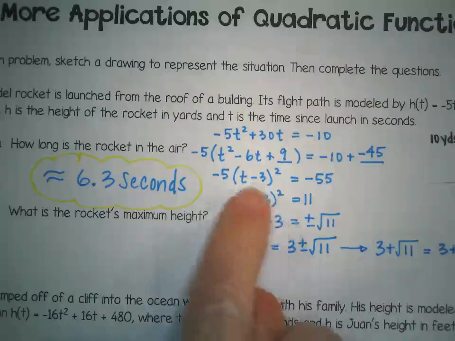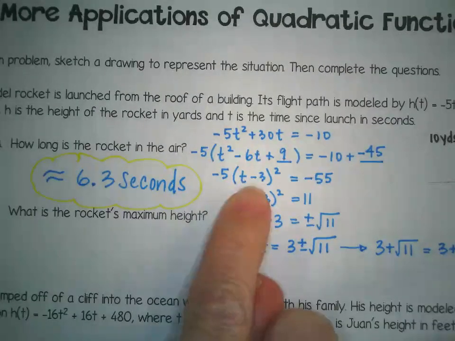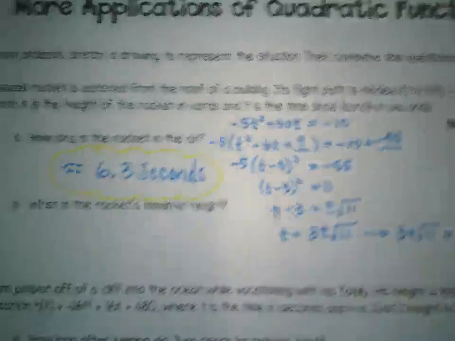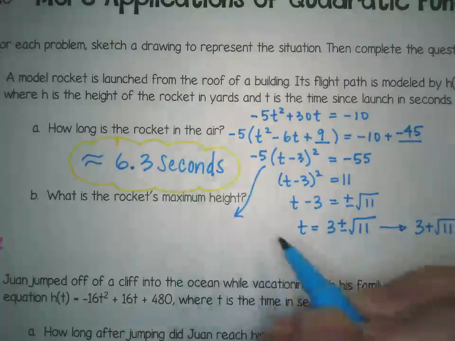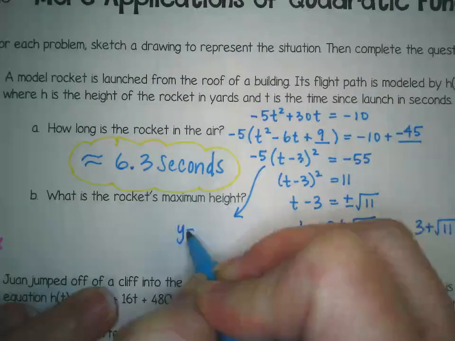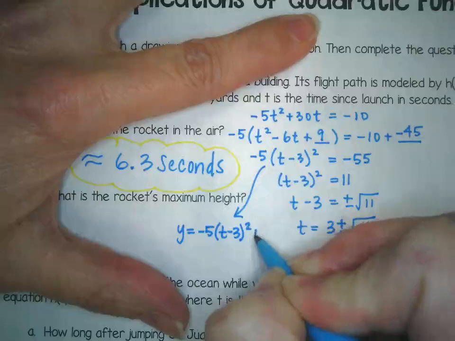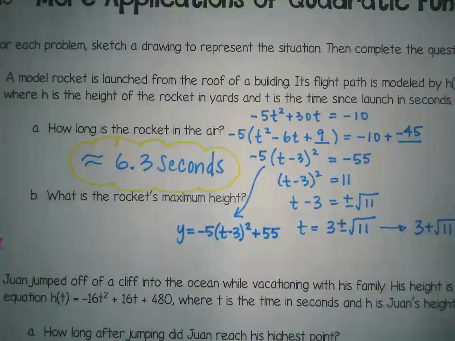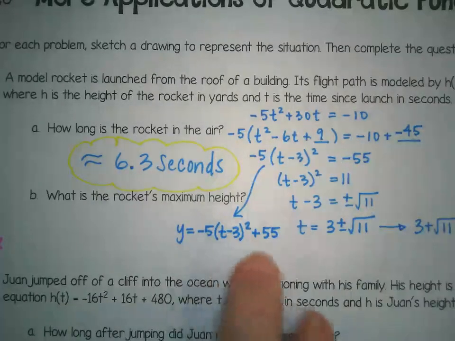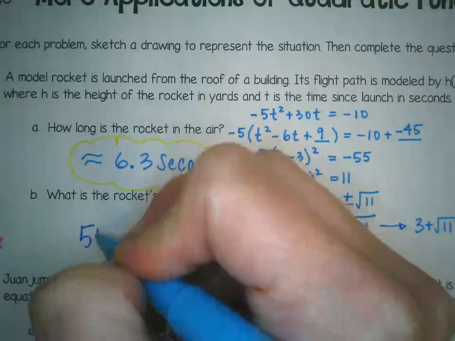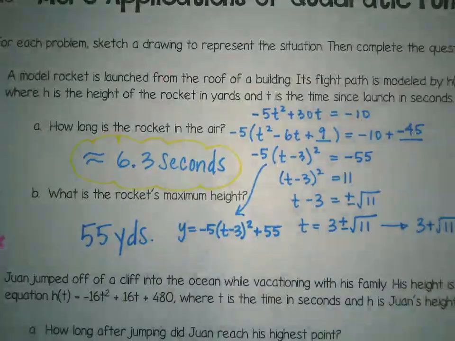Well, we were already starting to do vertex form. So probably the easiest thing to do, easier than doing negative b over 2a and filling it in, which is what I would do in standard form, I was starting to get vertex form right here. So if I take this down here, I can say that y is negative 5 times (t minus 3) squared plus 55. So that gives me vertex form. So now looking at vertex form, I know that the maximum height is going to be 55 yards. So the maximum height is 55 yards.